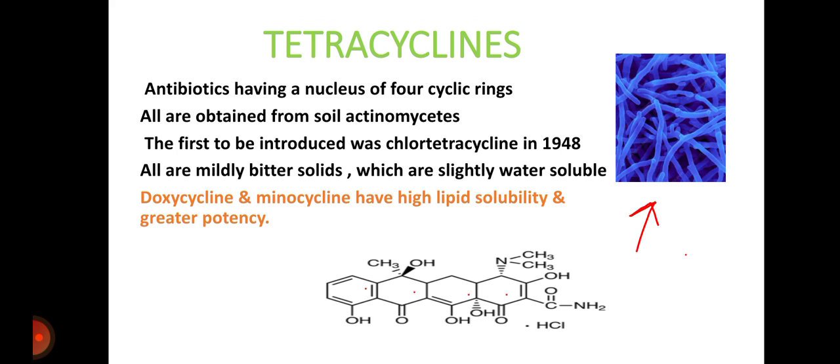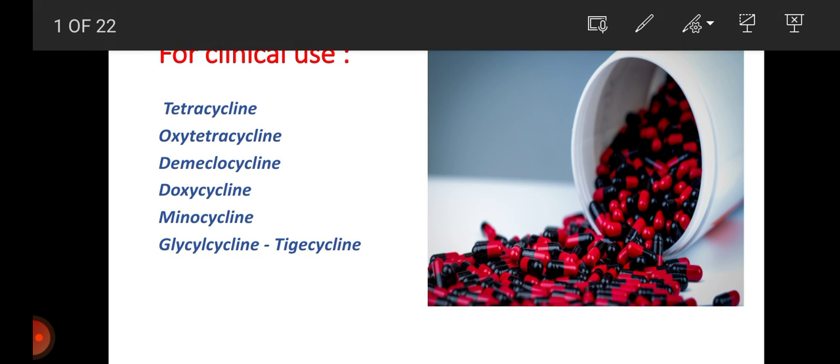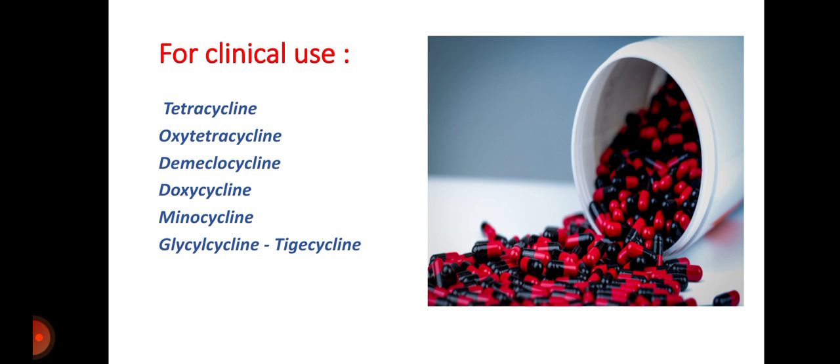The first to be introduced was chlortetracycline in 1948. All are mildly bitter solids, which are slightly water soluble. Doxycycline and minocycline have high lipid solubility and greater potency. For clinical uses, examples are tetracycline, oxytetracycline, demeclocycline, doxycycline, minocycline, and the glycylcycline, which is tigecycline.